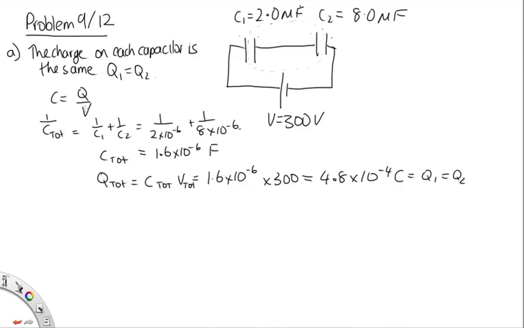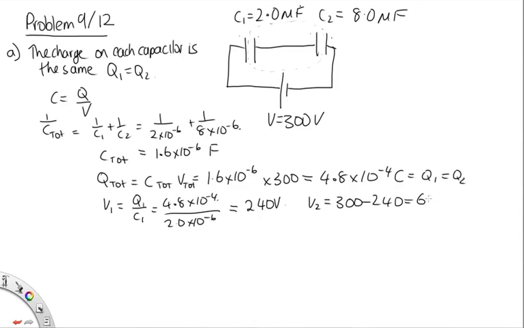Now we're also asked to find the potential difference. So V1 is equal to Q1 on C1, which is 4.8 times 10 to the minus 4, over C1, which is 2.0 times 10 to the minus 6. Solving that on the calculator, we end up with 240 volts. Now V1 plus V2 have to add to give us the 300 volts, so that tells us that V2 is equal to 300 minus 240, so that's the 60 volts. So that's the answer to part A.